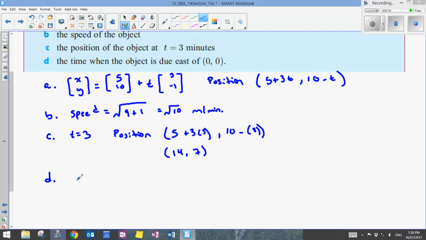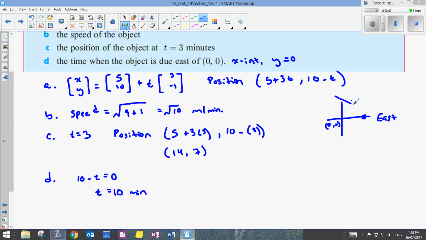And then our last piece here is the time when the object is due east. So if the object is due east of 0, 0, if you think of your coordinate grid, due east, here 0, 0 would be somewhere here. So that means we are really looking for our x-intercept. And when you are looking for your x-intercept, we let your y equal 0. So we're going to take our y position of 10 minus t and force it to equal 0, so that we can say that at time of 10 minutes, this object will be due east of 0, 0.